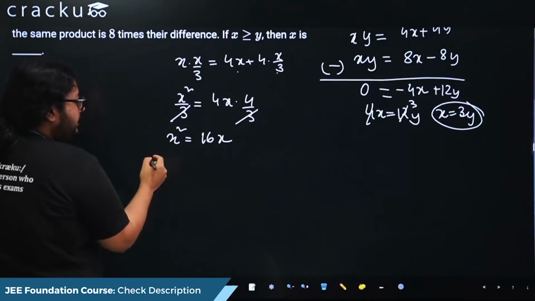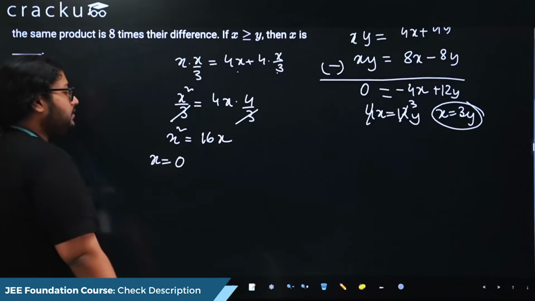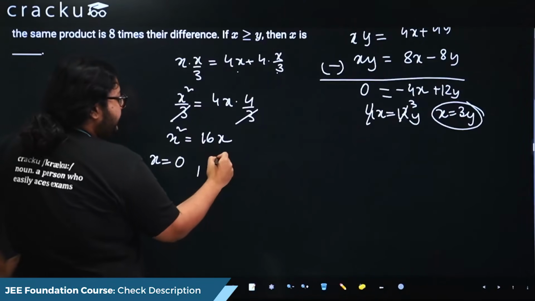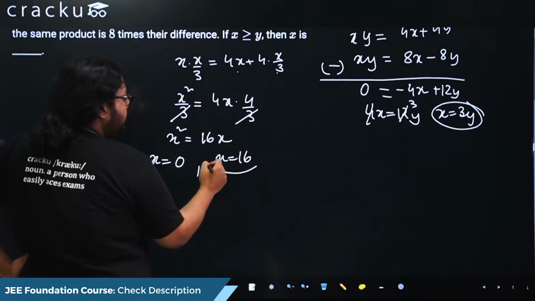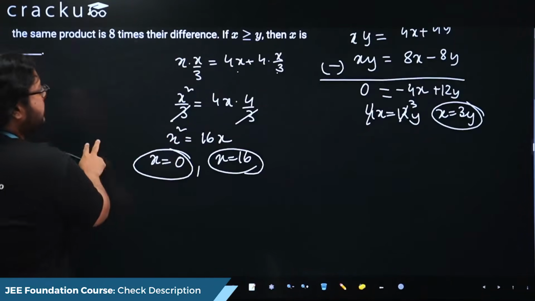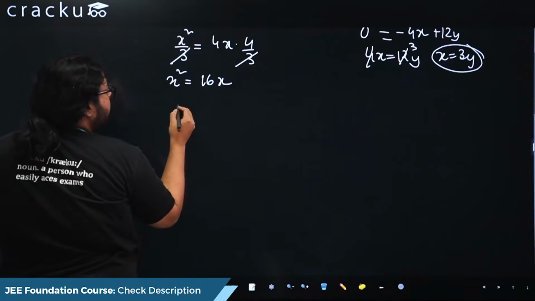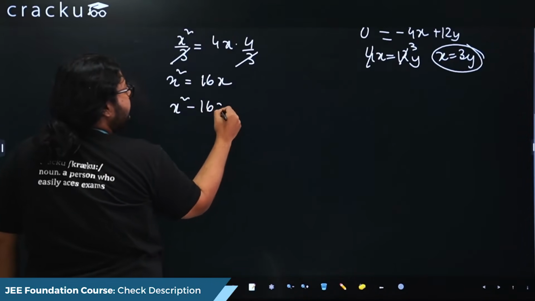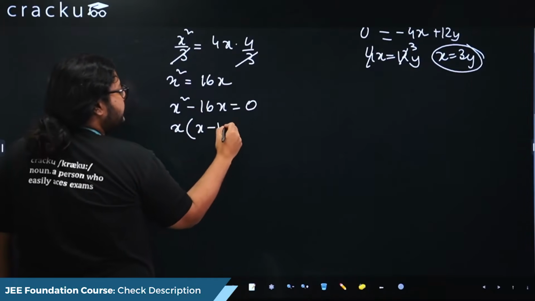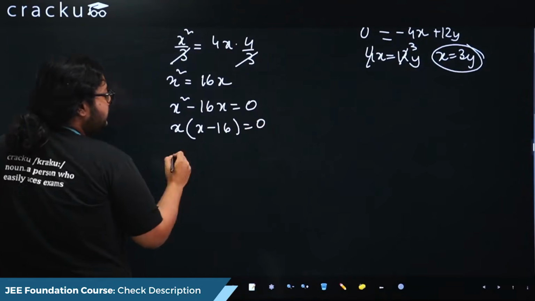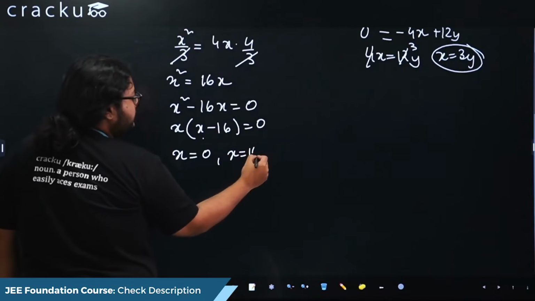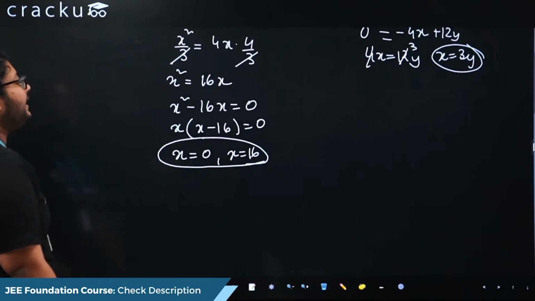So that gives me x is equal to 0 will be one solution, right? And if x is not equal to 0, in that case I can write x is equal to 16. These are the two solutions I'll get. Basically, what I can do here is x square minus 16x is equal to 0, taken to this side. So x common, x minus 16 is equal to 0. So this gives me x is equal to 0, or x minus 16 is equal to 0. So x is equal to 16. These are the two roots that I have.